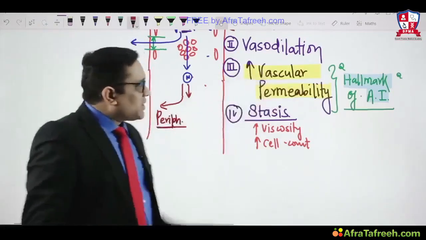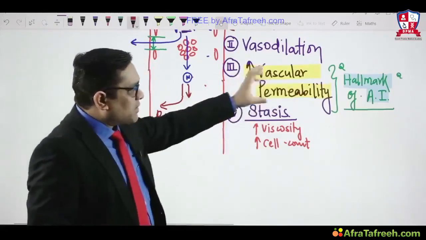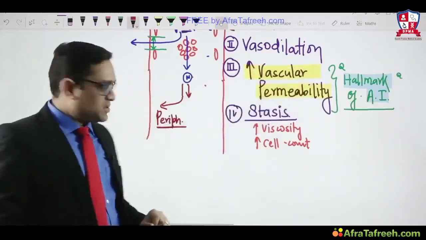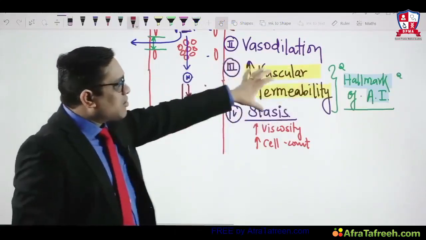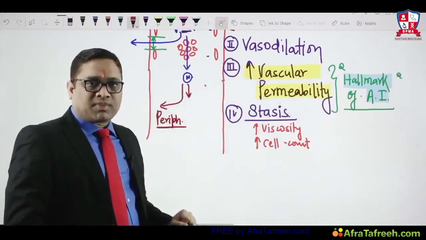Coming back to the vascular events, we were seeing that vascular permeability is the hallmark of acute inflammation. So we will discuss a little more detailed concept of vascular permeability, right?